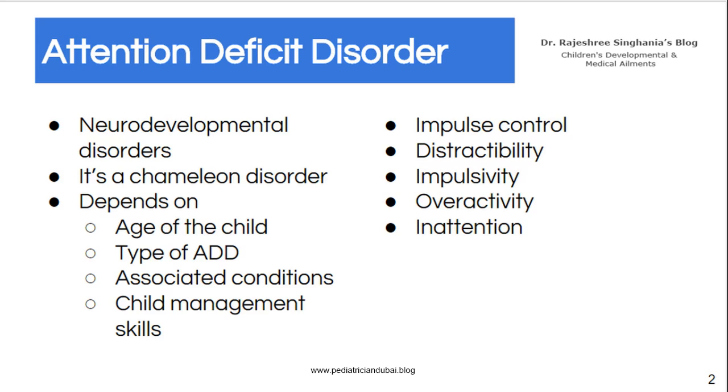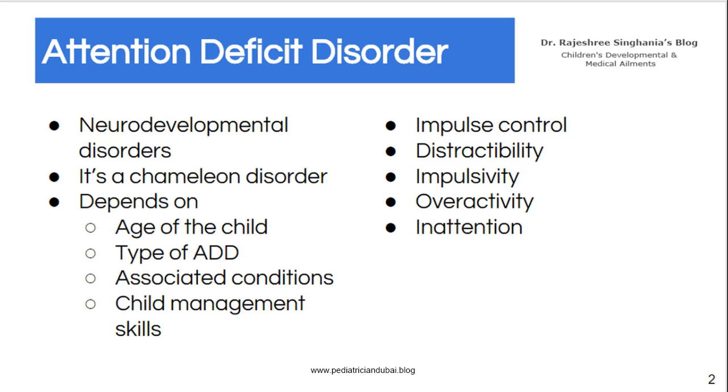A child who is hyperactive as a preschooler may become an inattentive teenager. It also depends on associated conditions. If the child has depression, he may be withdrawn and the hyperactivity is masked, or he may become oppositional and difficult if he has ODD. Also, child management skills affect how a child behaves. So if a person is more critical or punishing or inadvertently gives attention to negative behaviors, then that negative behavior will increase.